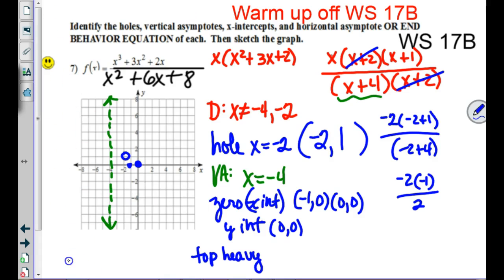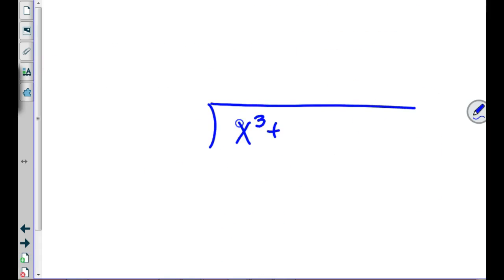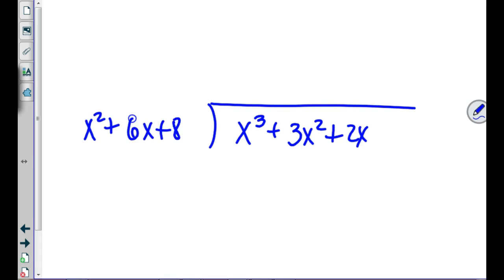So if I open a new sheet here, because to divide this, what goes in here? x cubed plus... And out here is x squared plus 6x plus 8. Did I remember that one right? Okay. It seems horrible. Can't do synthetic.